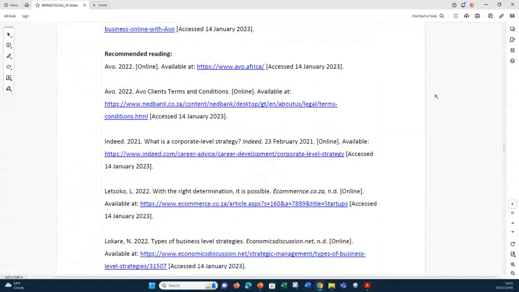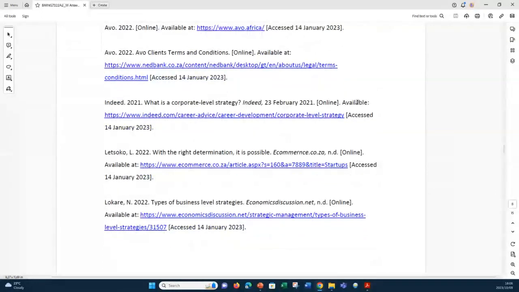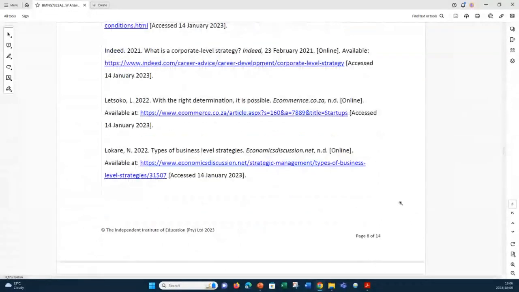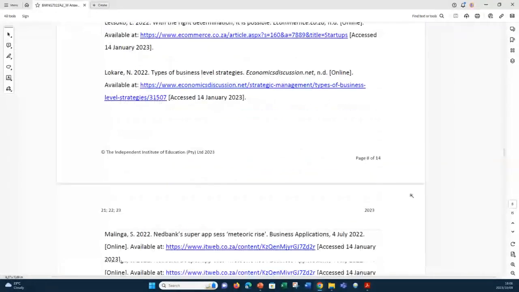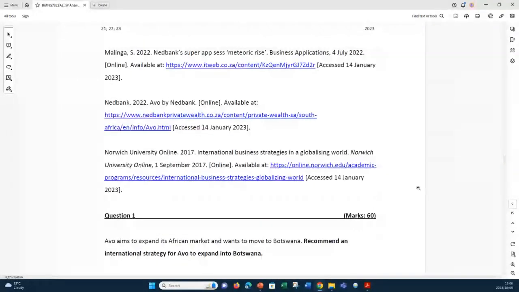The second one, e-commerce. If it's about ABO, then that's fine, but this definitely is questionable as well. The economics discussion in terms of the types of business level strategies. So please make sure that you use peer-reviewed sources. If your OTs have told you that it's okay to use the recommended sources, it's okay, but it's not up to standard. So please just be very careful from a peer-reviewed perspective.